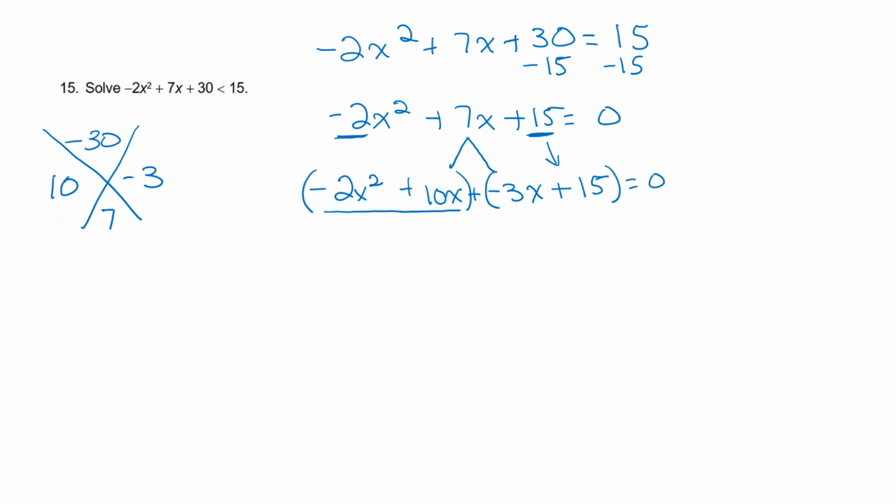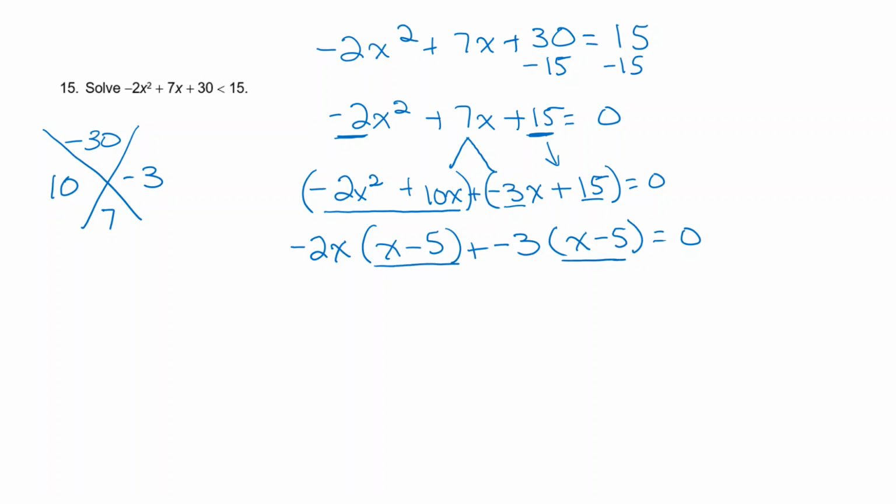I look at this and see I can factor a negative 2x out of there. So I'm going to factor the negative 2x. That leaves me with x minus 5. Over here, I can factor out a negative 3, and that leaves me with x minus 5 also. So now, looking at my equation, I have x minus 5 in both terms, so I'm going to factor that out, x minus 5, and that leaves me with negative 2x plus a negative 3, and all of that has to equal 0.